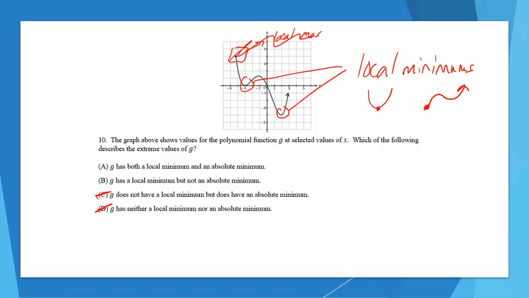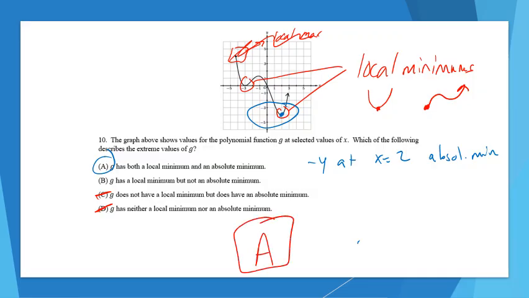Now we want to see if it has an absolute minimum. And so, does this have a lowest point on the graph? The answer is yes, it does. The lowest point is right here at -4 at x equals 2, should be the absolute minimum, because there's no point that goes lower than that. So this should be A. A is our correct answer here. It has both a local and an absolute minimum.